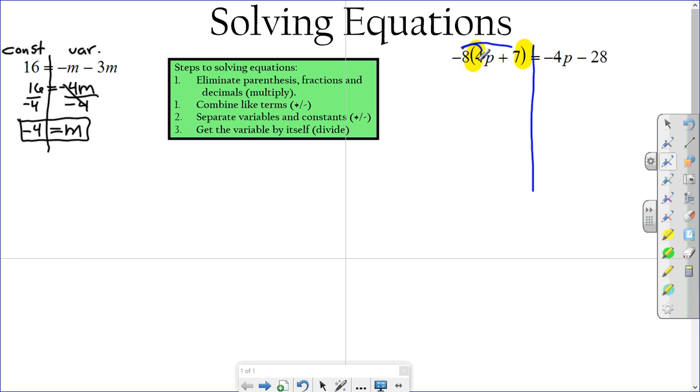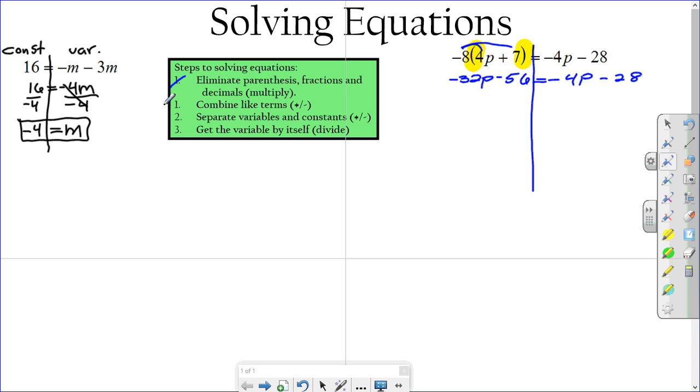So negative 8 times 4p will give you negative 32p. Now, negative 8 multiplied by positive 7 will give you negative 56. And that is equal to, no parentheses, nothing, this will stay the same, minus 28. The rule is everything that's in parentheses should be multiplying, and that's what I did. Everything else stays the same. So I'm done with step number 1.